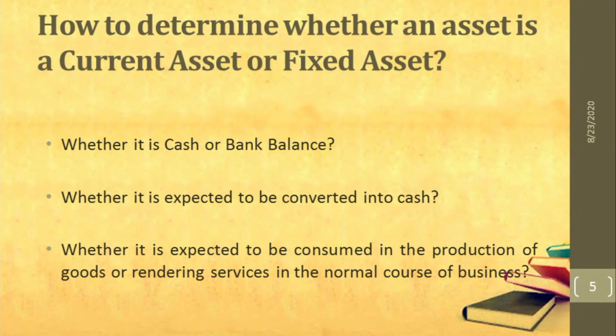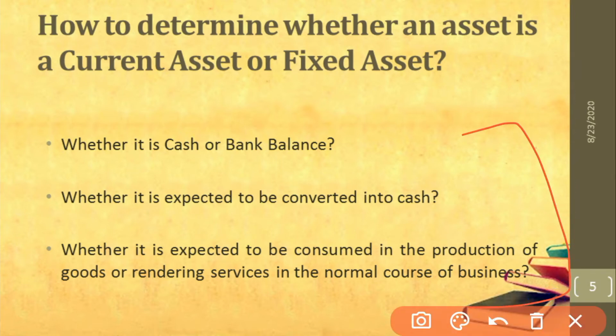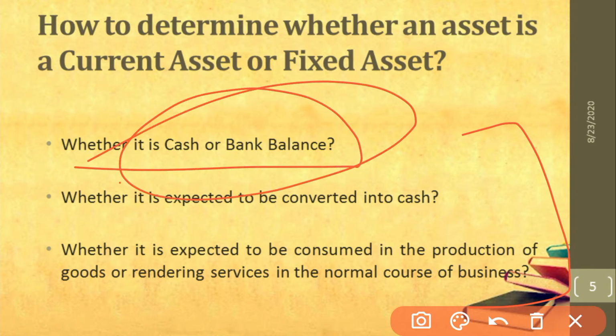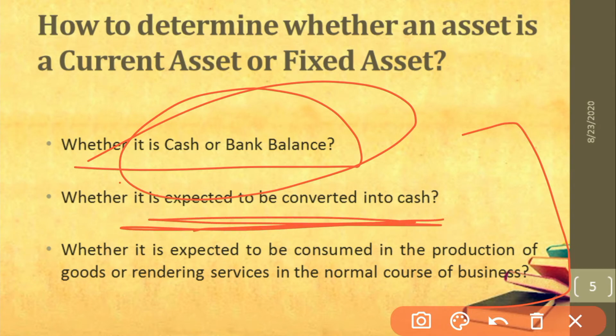Now, if you have any confusion whether it is a current asset or a fixed asset, there are 3 questions that we can answer to know. First, whether it is cash or a bank balance. Next, whether it is expected to be converted into cash. Third, whether it is expected to be consumed in the production of goods or rendering of service in the normal course of business.